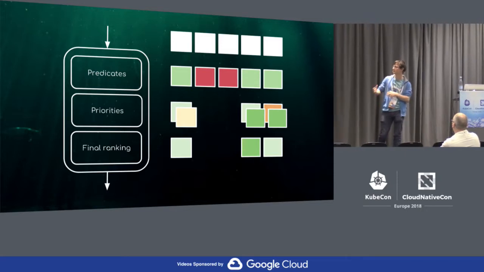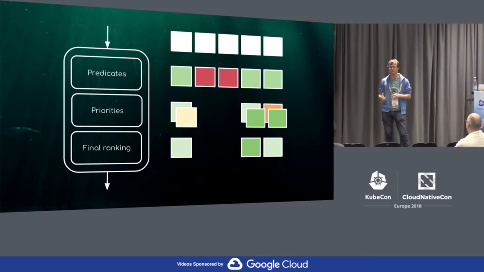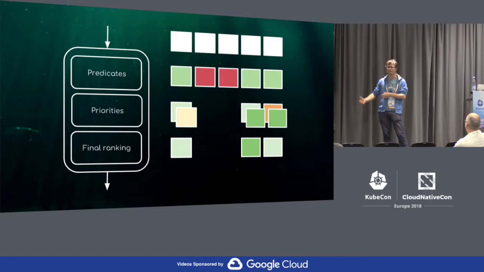And once we do that, we have a bunch of nodes that could potentially host our pod, and we need to choose one of them. And this is where priorities come in. Those are basically functions that give a number of how good it would be to put this pod on this node.